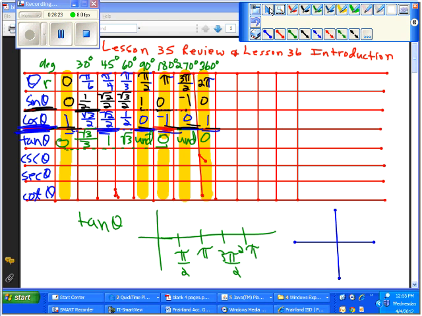At 0, tangent is 0. So there's a point right here. At pi over 2, it is undefined. What that means is there's a vertical asymptote. There's not an answer there. So we draw a vertical asymptote. That means it's going to approach that and never hit it. At pi, we're back to 0. At 3 pi over 2, we're at undefined again. And at 2 pi, we're back to 0 again.